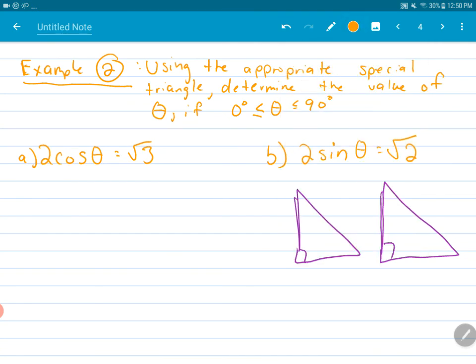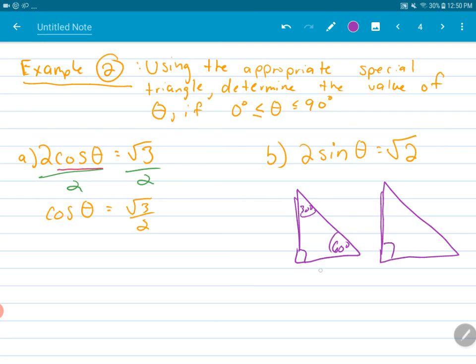We'll take a look over here at 2 cos theta equals square root of 3. Well, this doesn't really tell me anything yet because I need to have my primary trig ratio by itself, which means I just want the cos theta alone, and right now it's attached to a 2. So what we're going to do is divide both sides by 2 to get rid of it and have cos theta by itself. So cos theta is now root 3 over 2. If we have our special triangles drawn out, then we will know exactly which one to use, right? We know it needs to have a root 3 over 2.